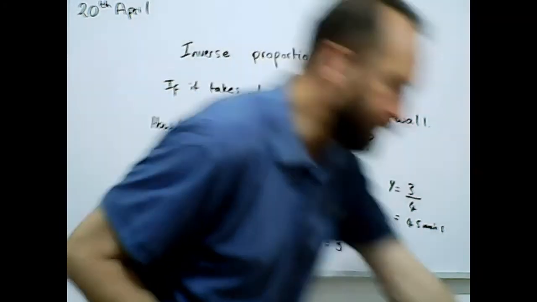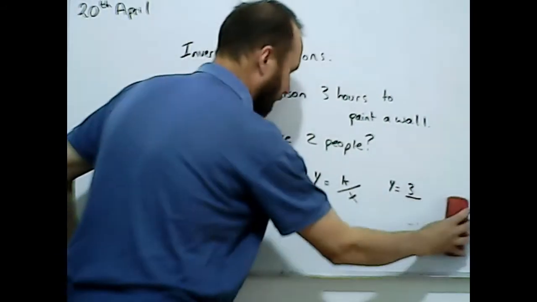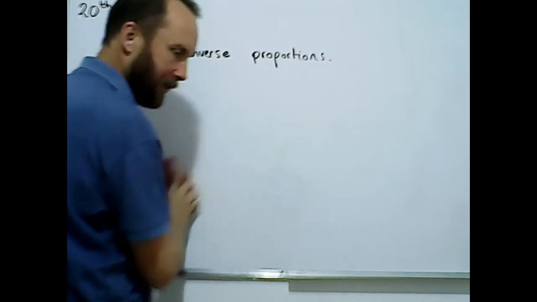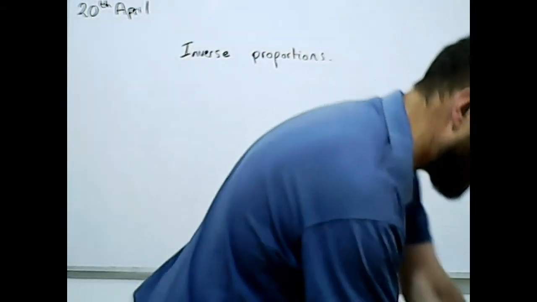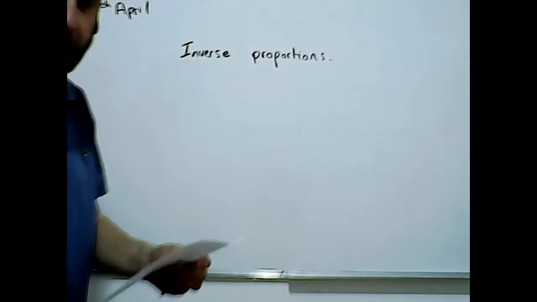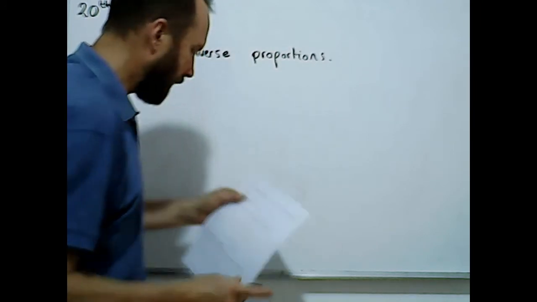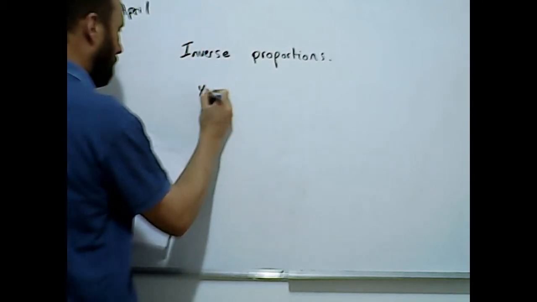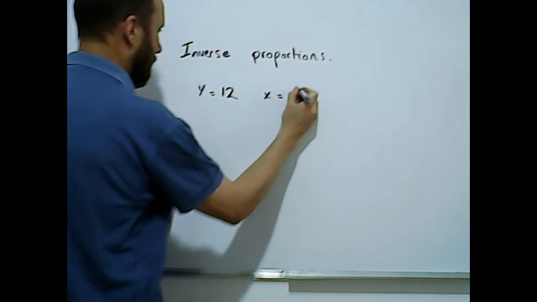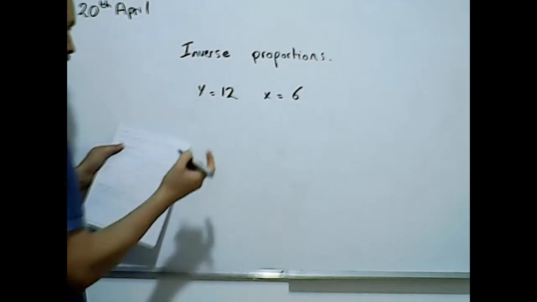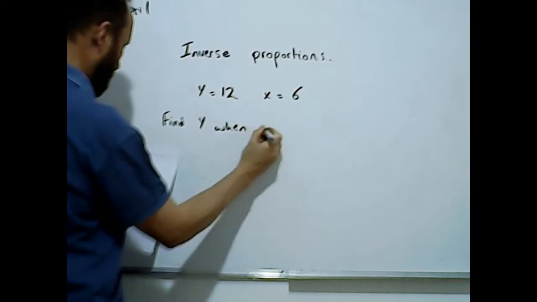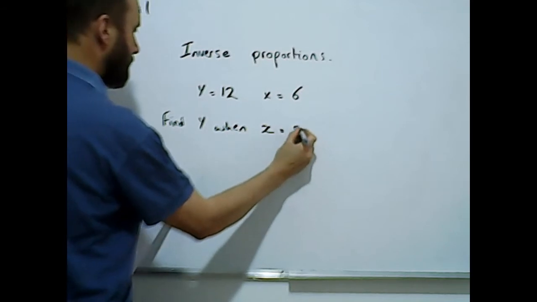Now I'll just do one more example for you on the board here. This is a real example rather than my thinking one in my head. The question says, y is inversely proportional to x. Given that y equals 12 and x equals 6, find y when x equals 8.